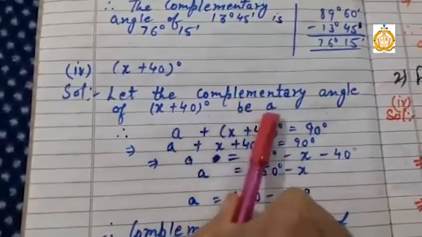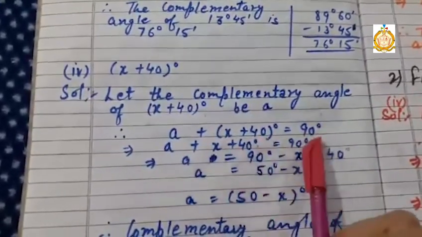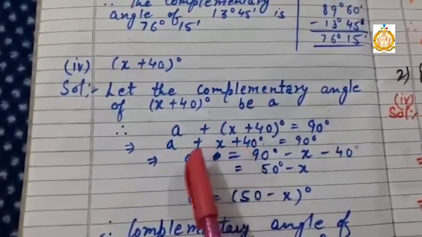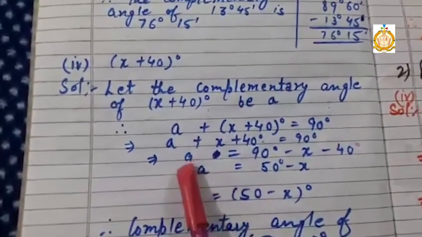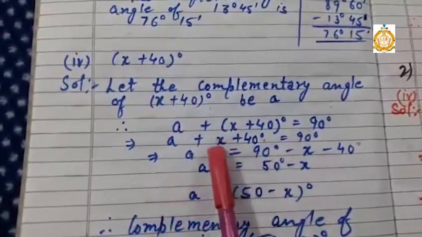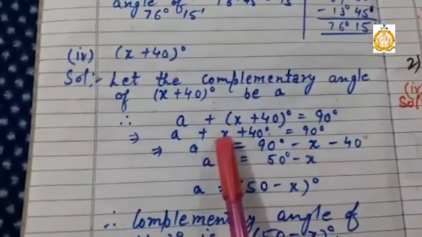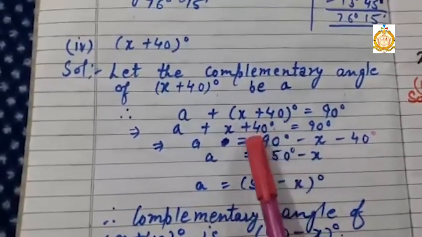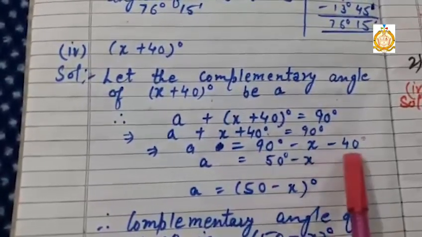Now again these two angles are complementary, so we can write a plus x plus 40 degree is equal to 90 degree. Again solving the bracket, we have to find the value of a because a is the complementary angle. Writing a here, 90 will remain as such, and these two terms would go to the right side of the equation and change their sign. x is of plus sign and it would change into minus after shifting its position. Again 40 is of plus sign, when we change it, it would become negative.